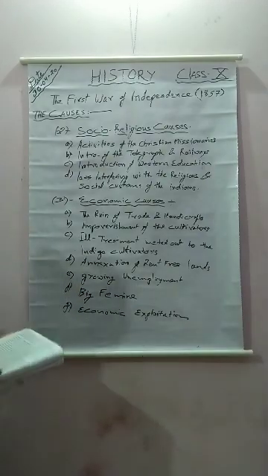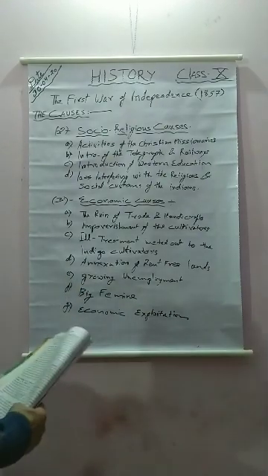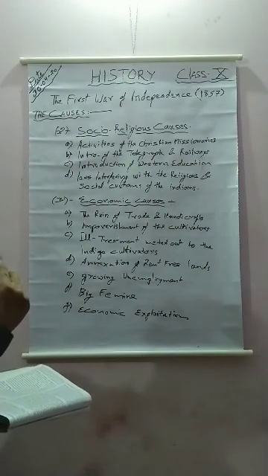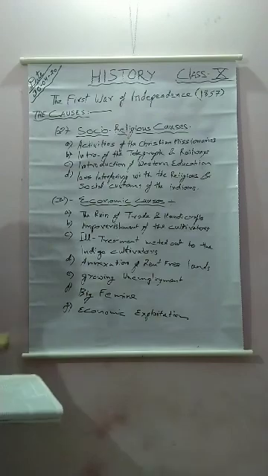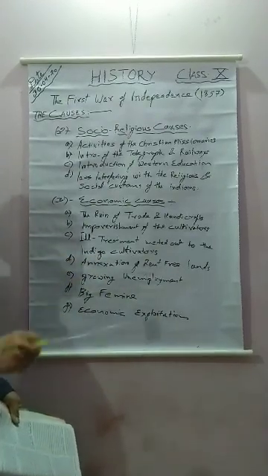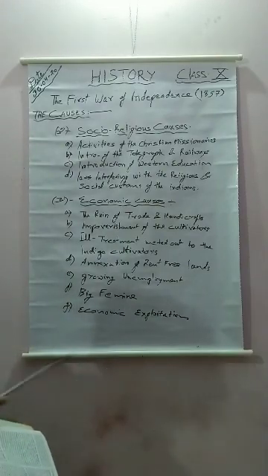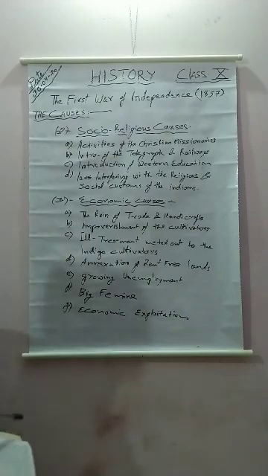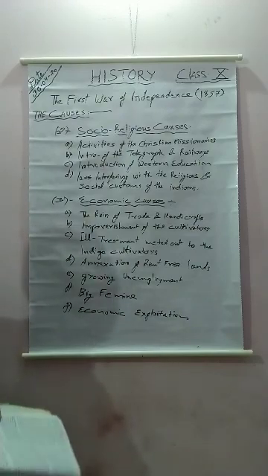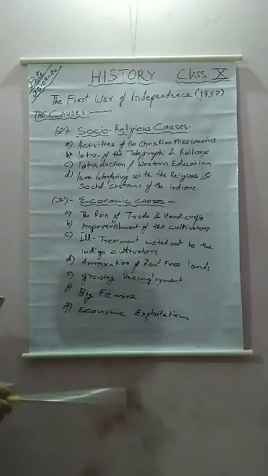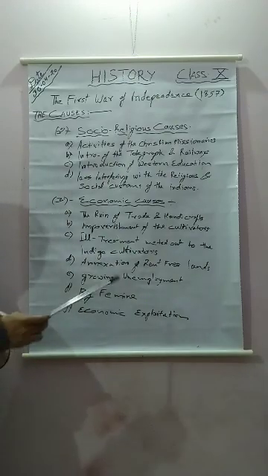Then third, ill treatment meted out to the indigo cultivators. In this way also, the indigo cultivators were asked to cultivate only indigo rather than any other crops. If anyone was cultivating any other crop like sugarcane, wheat, rice, or others, they used to destroy it. Europeans would come and destroy their crops for this. They wanted only indigo to be cultivated by Indian cultivators.